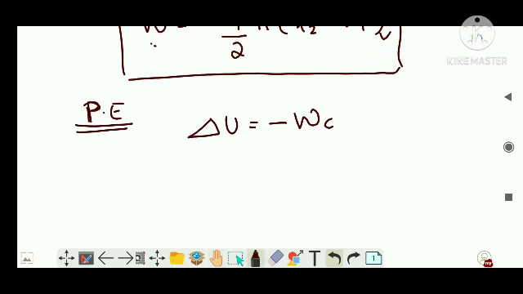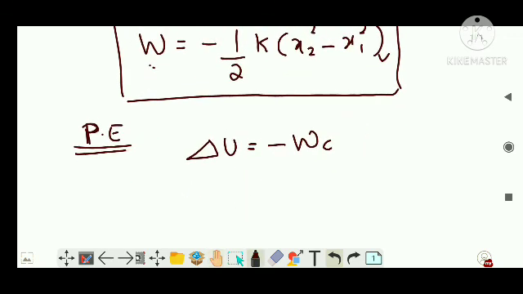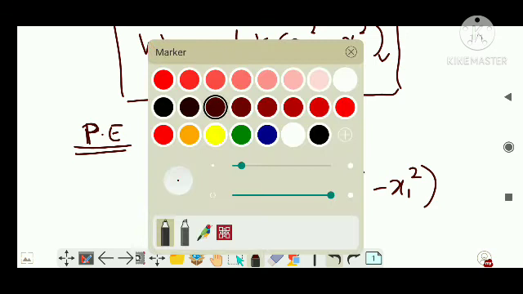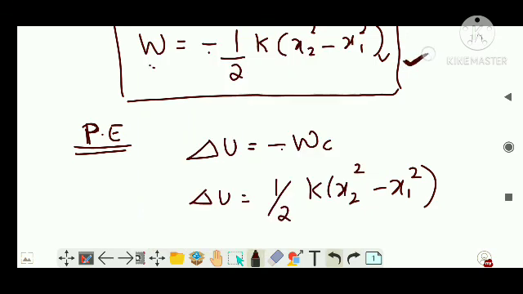So by looking at the previous equation, I can write delta U is equal to what? Minus of minus. This minus goes off, so it becomes half k (x2 squared minus x1 squared). Clear? So this is the equation while moving a spring from its initial position to final position. This is the change in potential energy. See, only the minus sign changes. Potential energy is positive, work is negative.